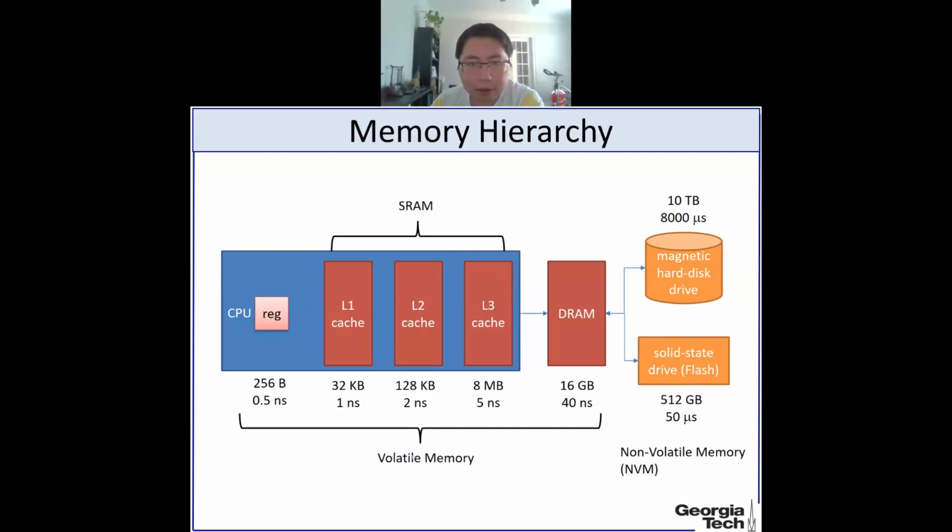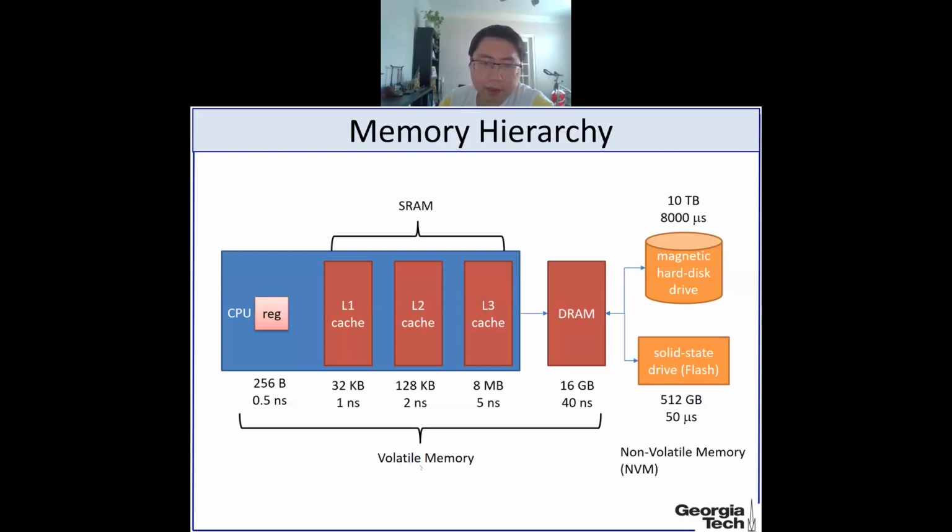And here there's another difference between the technologies. One is volatile memory. The other one is non-volatile memory. So here, the registers, caches and DRAM are all volatile memory. And here, the magnetic hard disk drive or the solid state drive based on flash is non-volatile memory. So what does this volatile mean?